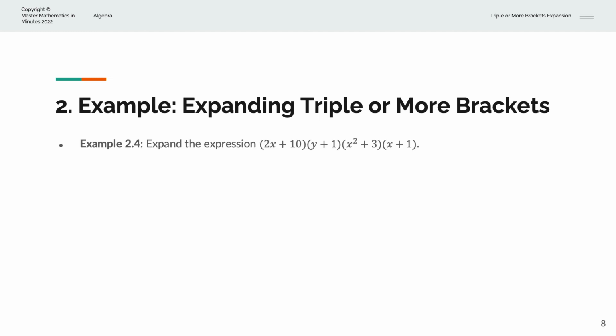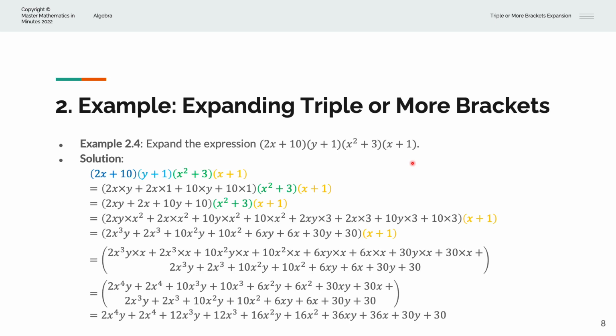In the fourth example, we're asked to expand the expression 2x plus 10 multiplied by y plus 1 multiplied by x squared plus 3 and multiplied by x plus 1. So we have 4 brackets in this case, and the ideas that we saw with 3 brackets continue to apply to 4 or more brackets. We will just need to expand the concepts further. We'll start off by expanding the first 2 brackets. So with 2x multiplied by y as the first term, 2x multiplied by 1 as the second term, 10 multiplied by y as the third term, and 10 multiplied by 1 as the fourth term. And we'll copy x squared plus 3 as well as x plus 1 down.